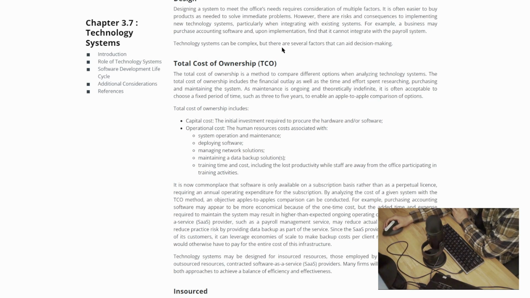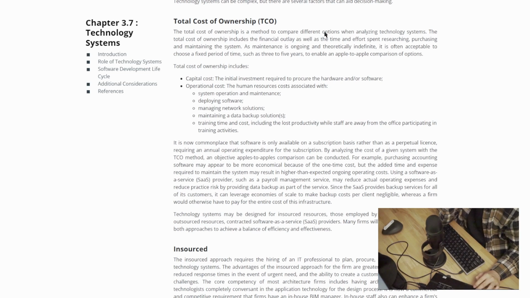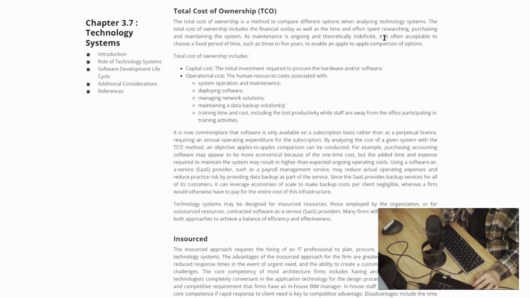Technology systems can be complex, but there are several factors that can aid decision making. Total cost of ownership, TCO. The total cost of ownership is a method to compare different options when analyzing technology systems. The total cost of ownership includes the financial outlay, as well as the time and effort spent researching, purchasing, and maintaining the system. As maintenance is ongoing and theoretically indefinite, it is often acceptable to choose a fixed period of time, such as 3 to 5 years, to enable an apples-to-apples comparison of options.